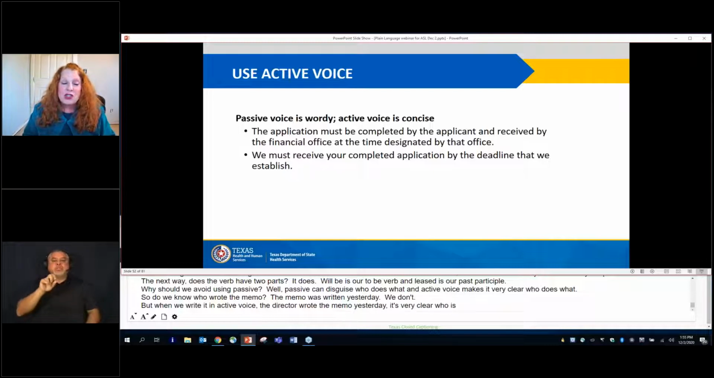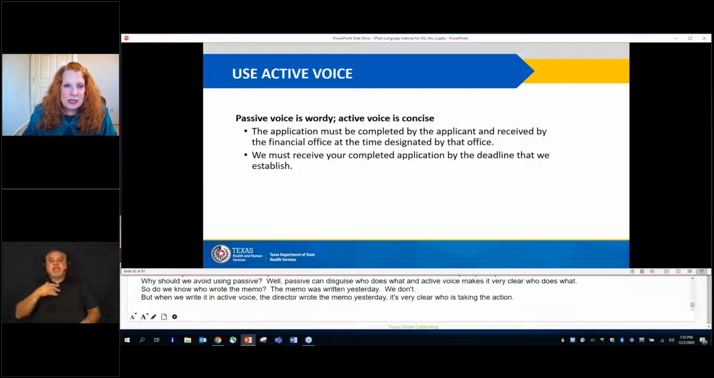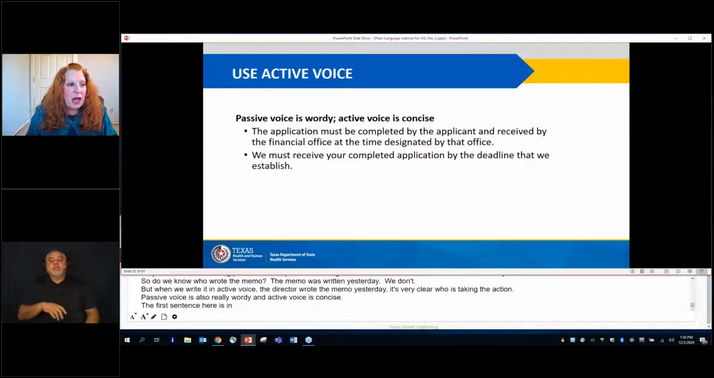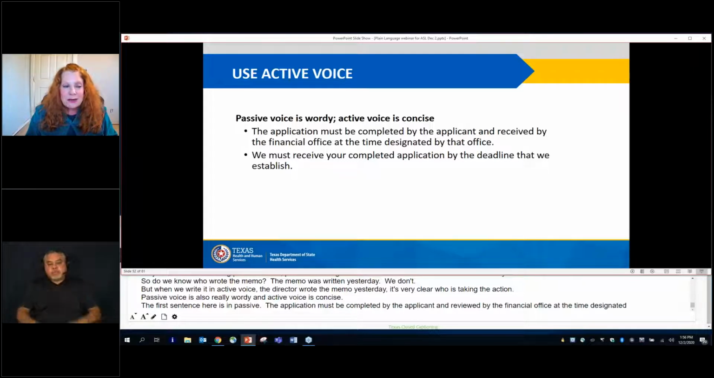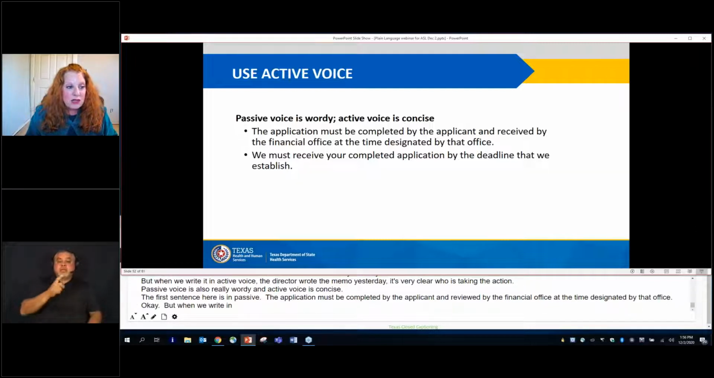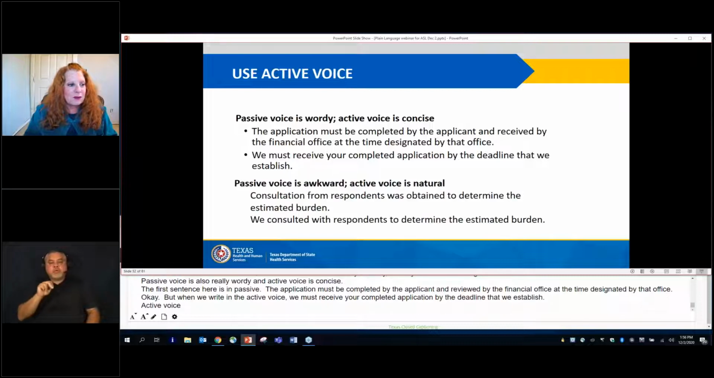Passive voice is also really wordy, and active voice is concise. The first sentence here is in passive. The application must be completed by the applicant and reviewed by the financial office at the time designated by that office. Okay? But when we write it in the active voice, we must receive your completed application by the deadline we established. Okay? Active voice using pronouns, much easier to understand.